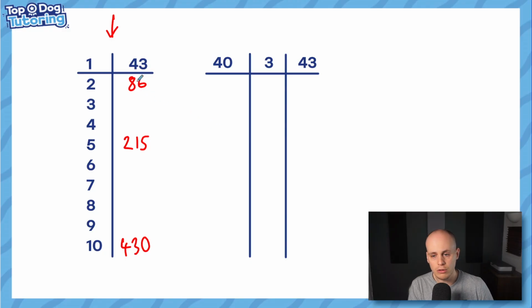What else can we do? Well, if I know 2 lots is 86, if I doubled it again, I'd get 4 lots, wouldn't I? And if I doubled that, I'd get 8 lots. So actually, let's go ahead and fill in 4 lots and 8 lots, shall we?